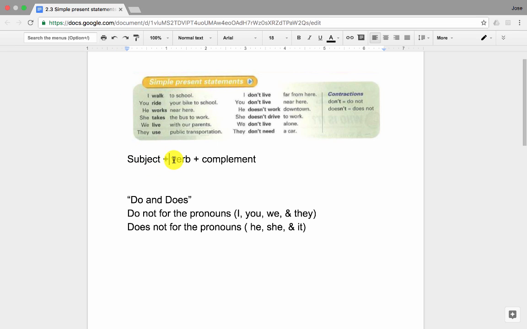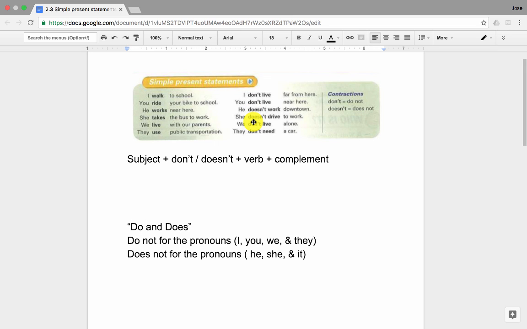Now let me write the formula. We're going to have a subject plus don't or doesn't plus the verb plus some kind of complement. So if we take a look at one of our examples, I don't live far from here. I is the subject. Don't is the auxiliary verb. Live is the verb. And then the complement is far from here.